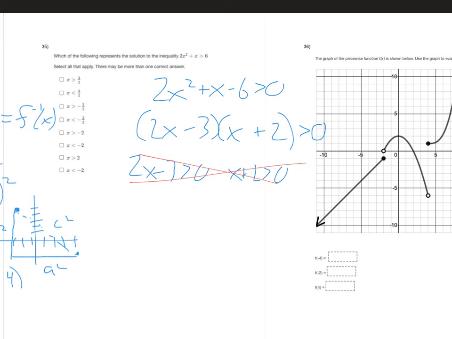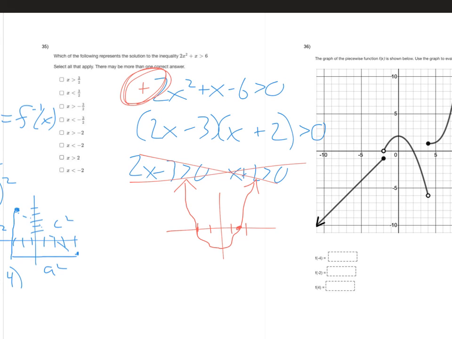I know that this parabola is going to open up because this is a positive 2. There's no negative out front. And I know the x-intercepts. The x-intercepts are positive 3/2 and negative 2. So if I just sketch that real quick, negative 2, positive 3/2. Here's my parabola, very rough, very wiggly. Sorry about the stylus.